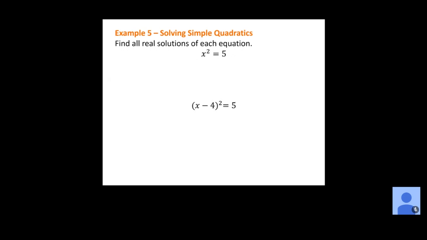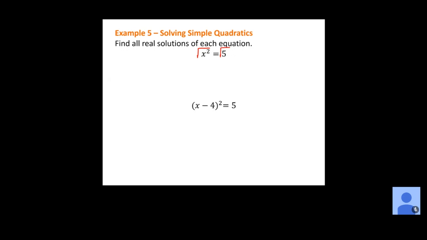So here's some examples of simple quadratics. We've got x squared equals 5. So again, rather than trying to set this equal to 0 and factor, which it won't factor, we can just take the square root of both sides here, since it's just x squared equals a constant. So I'm going to take my square root of both sides.